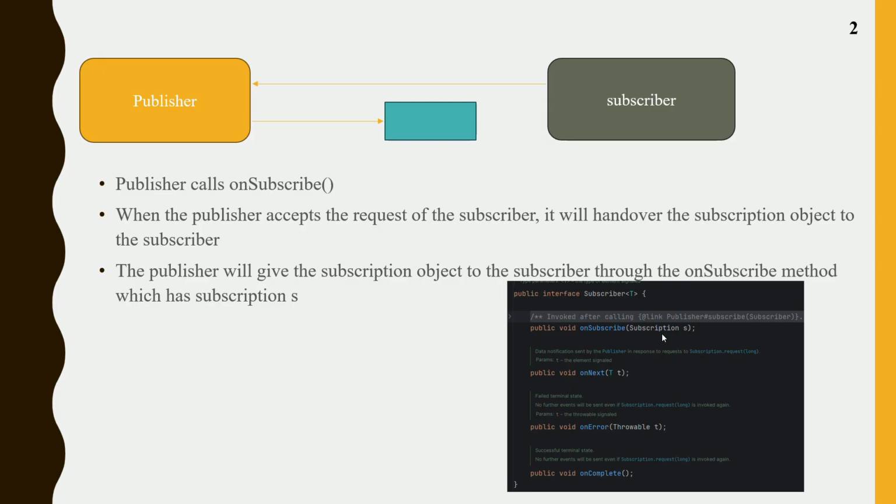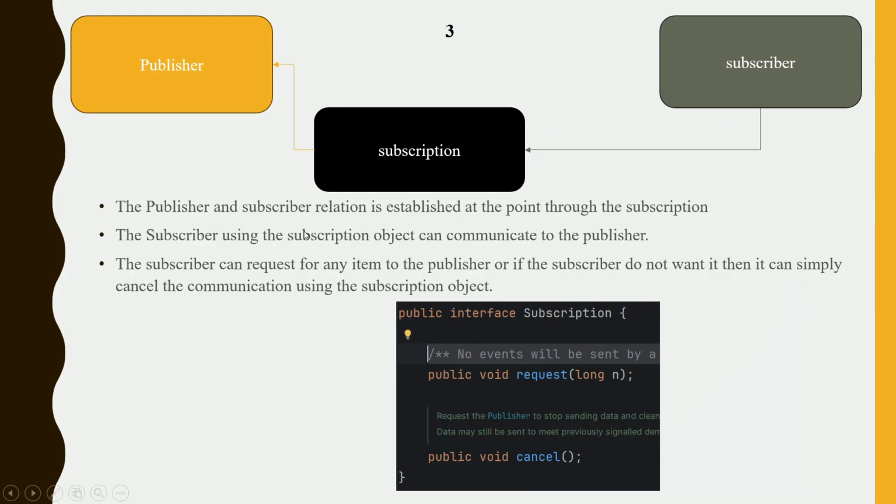Before going to the next step, here we are having the subscriber interface. There we are having the onSubscribe method, which is having the subscription. And also we are having the onNext, onError, onComplete methods as well. In step 3, we are having the publisher and subscriber.